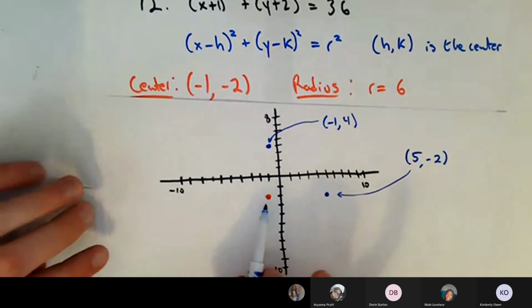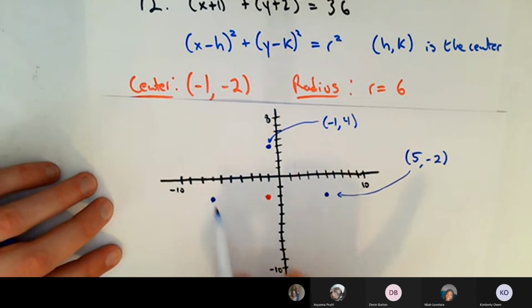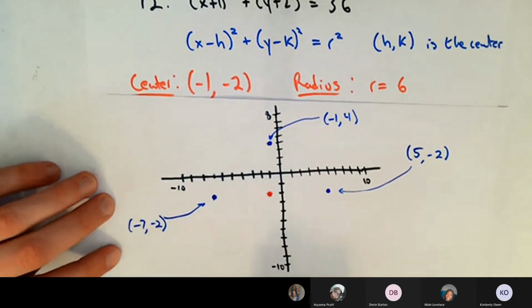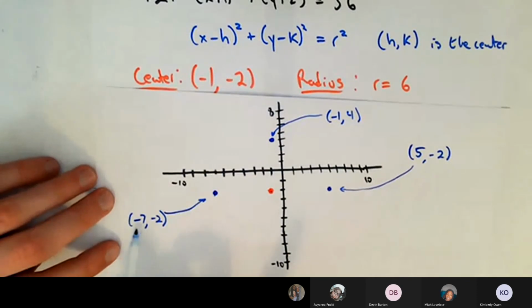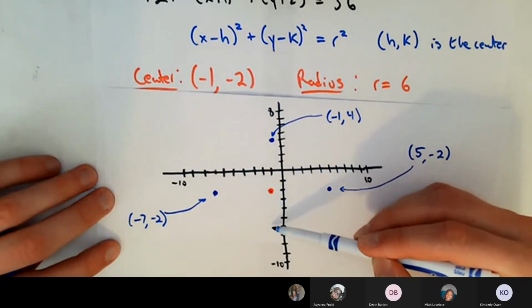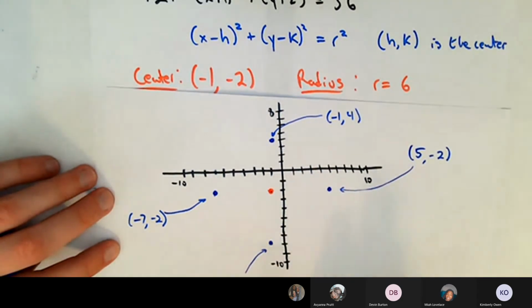Okay, now I'm going to go left. So I'll subtract 6 from the x value. That means go left 6. So 1, 2, 3, 4, 5, 6. What would that point be? -7, comma -2, right? Subtracting 6 from -1 yields -7. And the y value stayed the same. And now down 6, so 1, 2, 3, 4, 5, 6. Putting me down here at -1 for x, comma -8 for the y value.